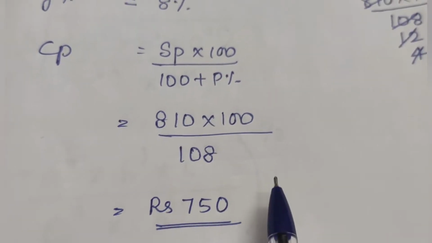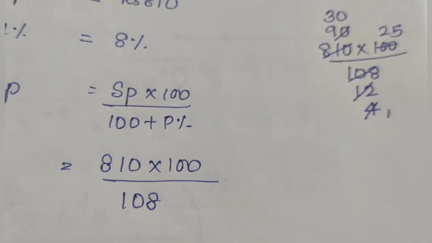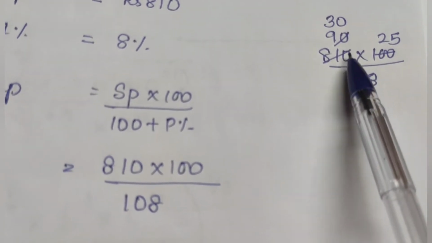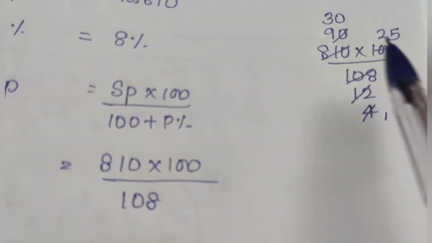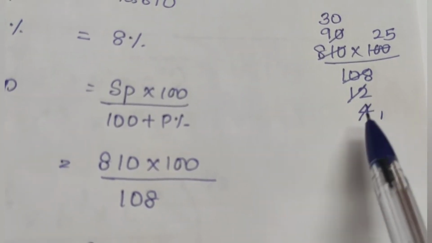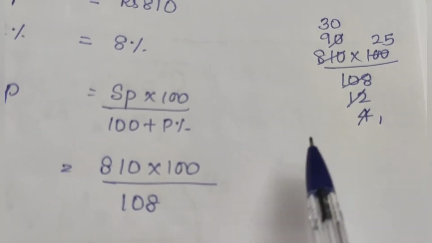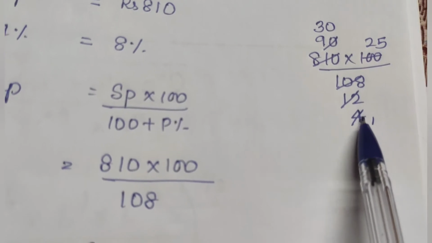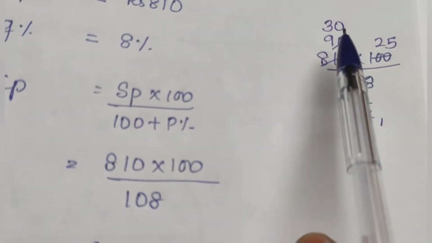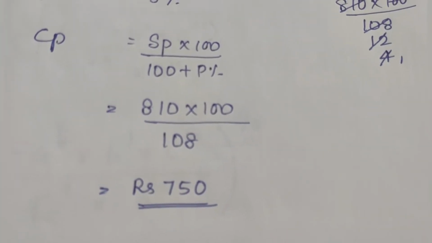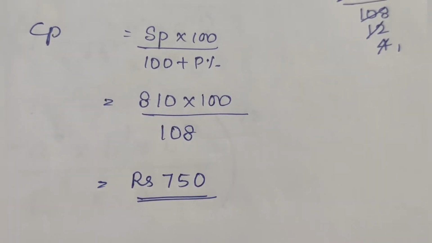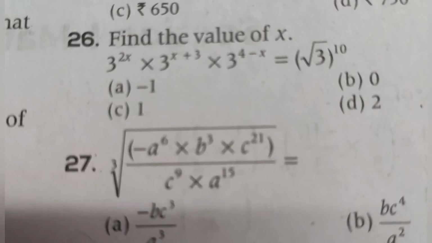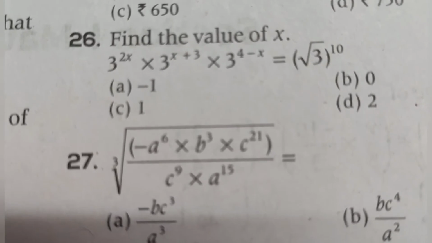The ninth table goes in both. Here the ninth table goes 90. Here it goes 12 times. Again on cutting, I get the third table 4 times, the third table 30 times, and 4 goes in 125 times. 30 into 25, rupees 750.